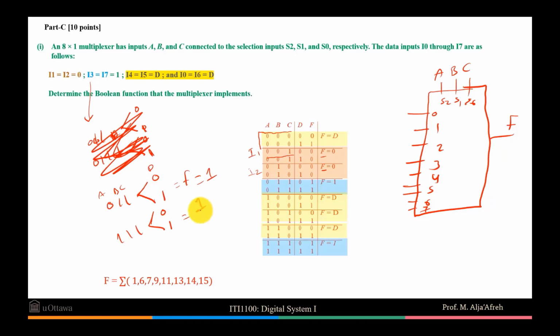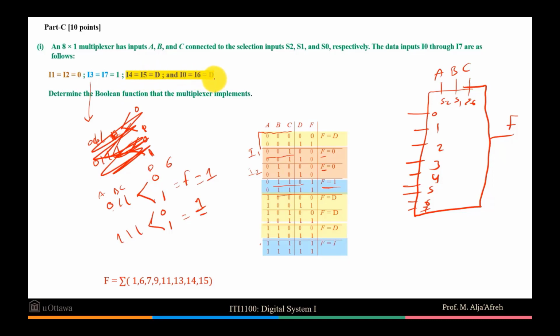So what kind of minterms will this give you? This will give you 0, 1, 1, 0, which is 6, and 0, 1, 1, 1, which is 7. Okay, so look at this. At 6 and 7, F is equal to 1, as well as at 14, 1, 1, 1, 0, and 15, 1, 1, 1, 1, it's equal to 1. That's why F is equal to 1. This is the blue. Similarly, we apply the same approach: I4 equal to I5 equal to D, and I0 is equal to I6 and equal to D.